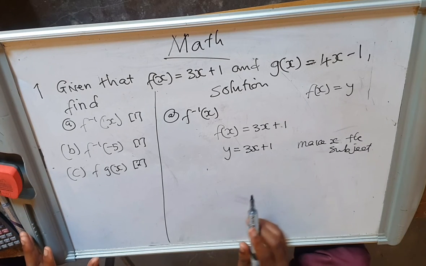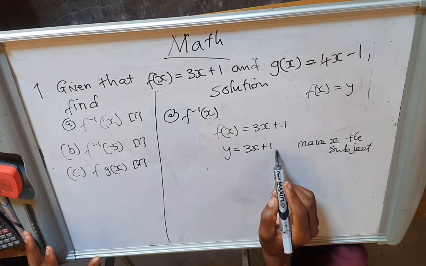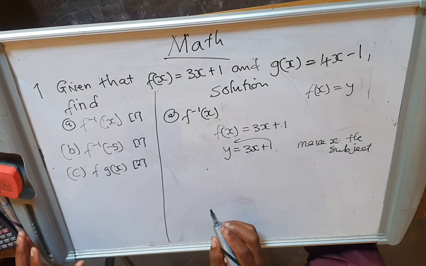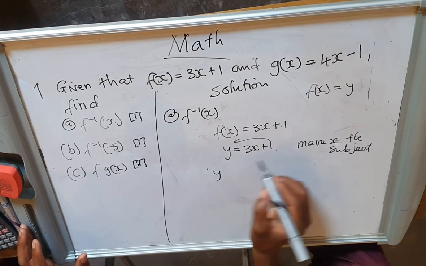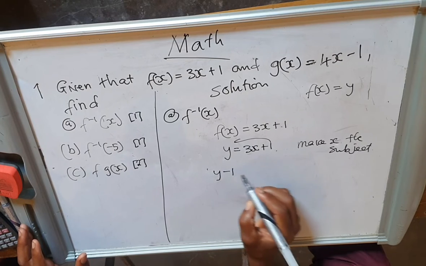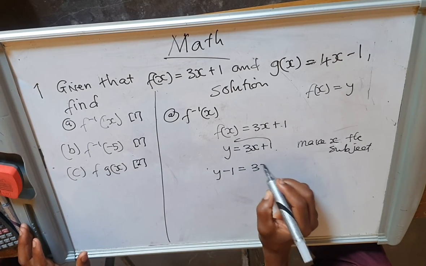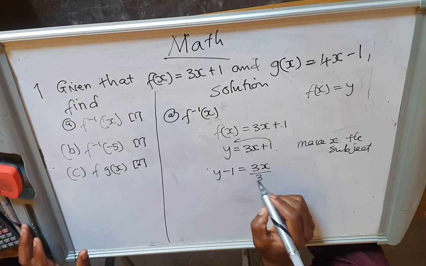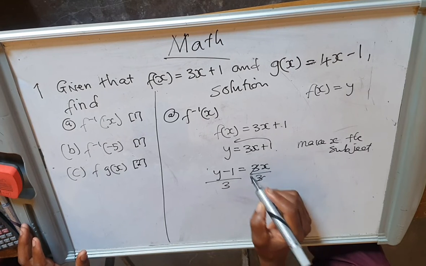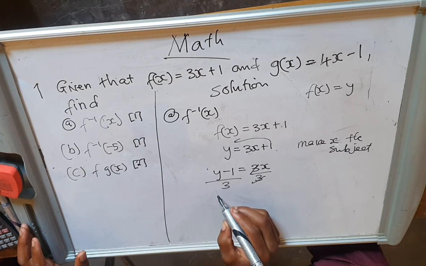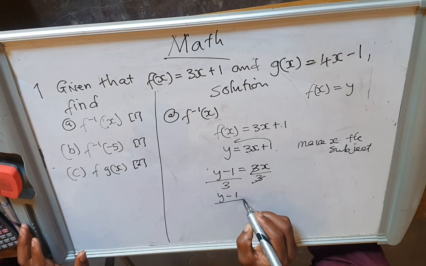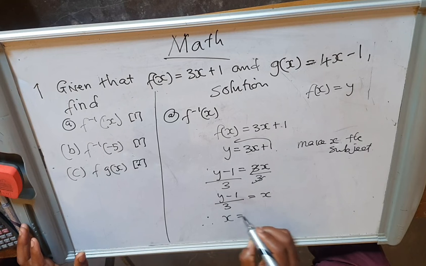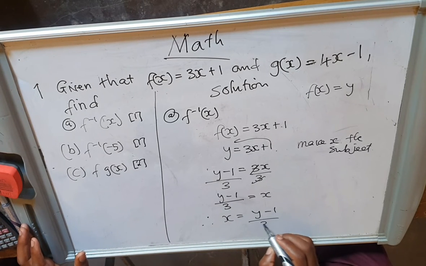So how can you do that? We have to shift everything which is with x to the other side of the equation. Starting with the 1, it goes to the other side, so we have y minus 1 equals 3x. To remove the 3 which is with x, we divide by 3 on both sides. So we have y minus 1 over 3 equals x. This is the same as x equals y minus 1 over 3.